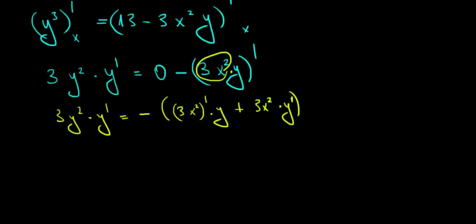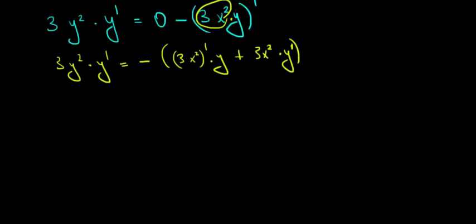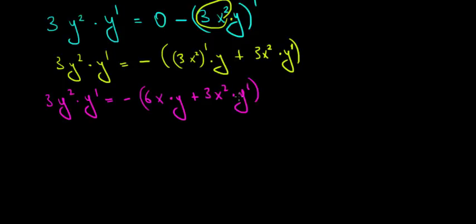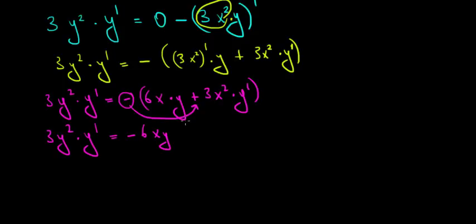Okay, let's move on. We have now 3y squared times y derivative equals minus, and here we have 3x squared's derivative, that's just 6x, times y plus 3x squared times y derivative. Okay, we got that. Let's open the brackets. So we have 3y squared times y derivative equals minus 6xy, and then the negative sign from here affects the positive sign and converts it into a minus. So minus 3x squared times y derivative.